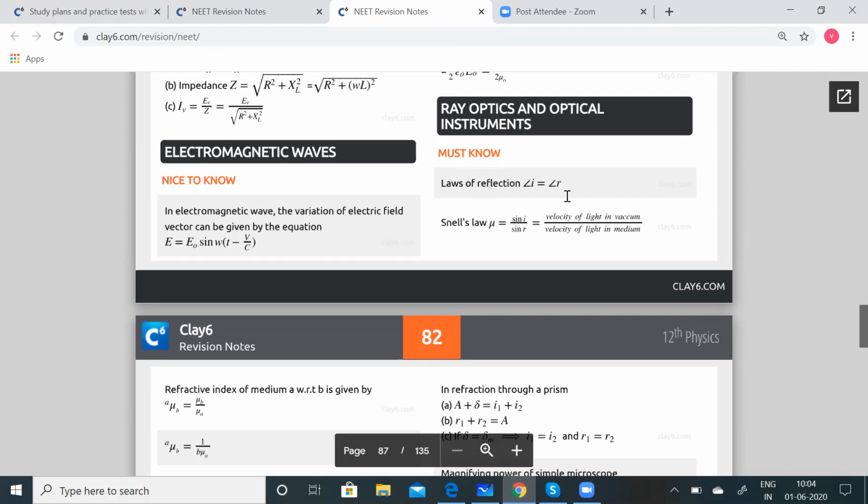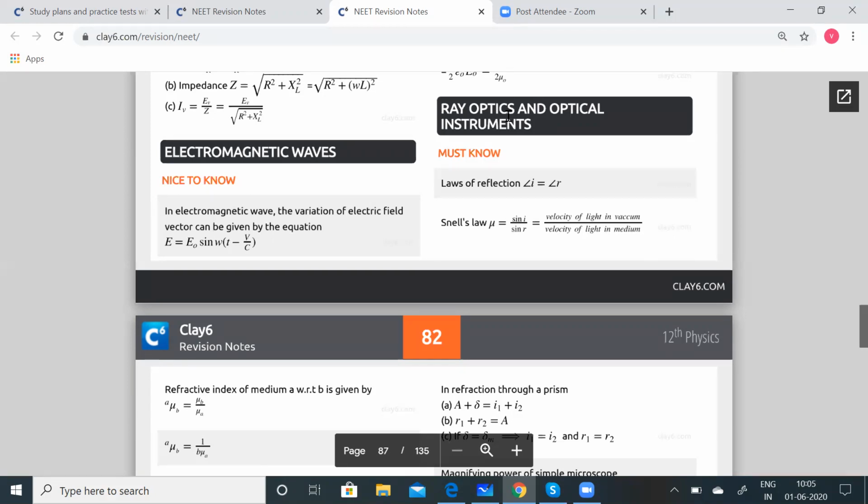So ray optics and optical instruments, the first chapter. The laws of reflection, you know, angle I is equal to angle R. Now, ray optics deals with rays. It is more of a geometrical form, a rectilinear propagation of light instead of a wave form. You can say that light travels in straight lines. The optics which deals with this rectilinear propagation is called ray optics. Based on this, the optical instruments like telescopes and microscopes are made.